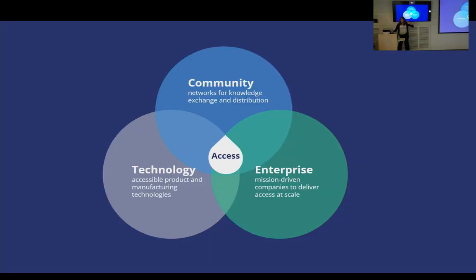And so in order to do this, we've developed some technology, we've built communities, and we've thought about enterprise. So how do we really deliver access at scale? I won't talk about all of these activities because we don't have time, and I want to leave time for questions, but I'll run through at least the technology stuff.